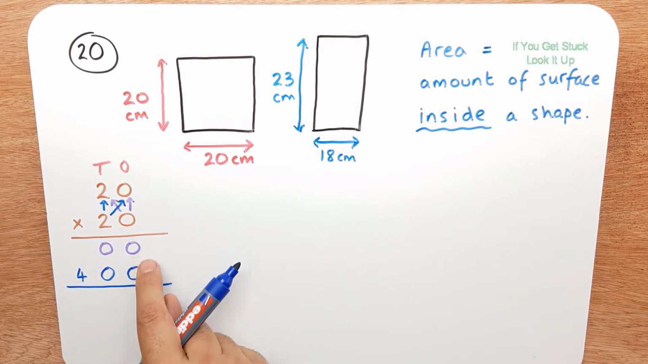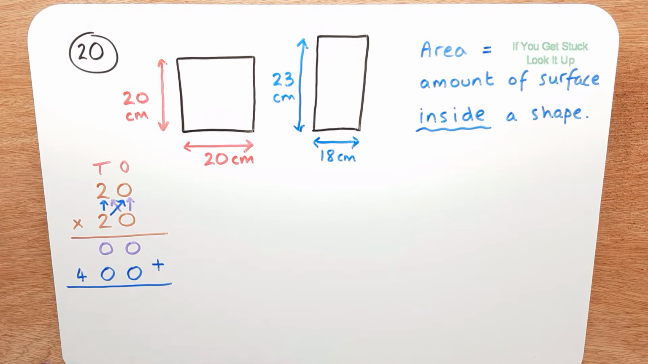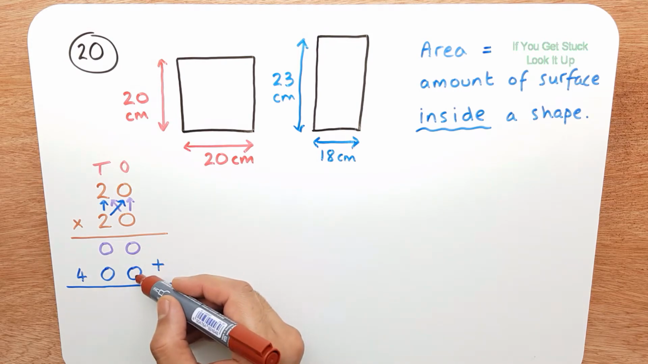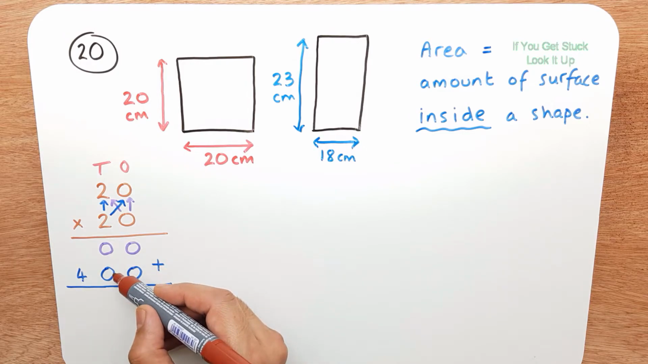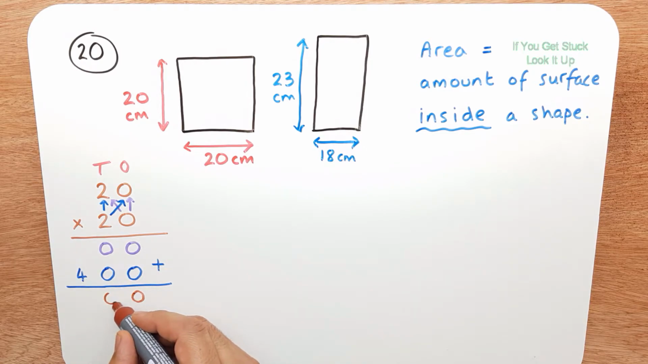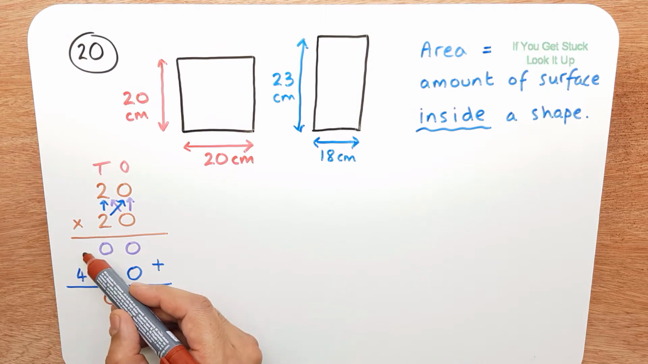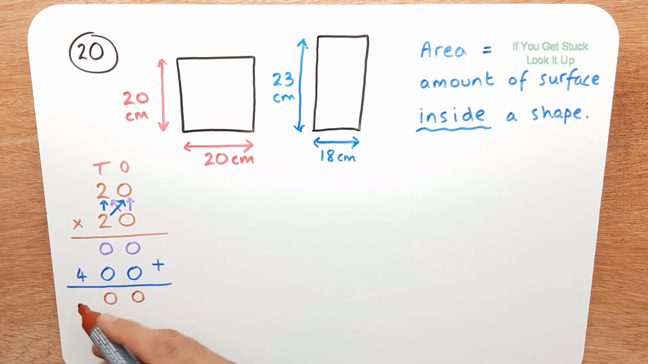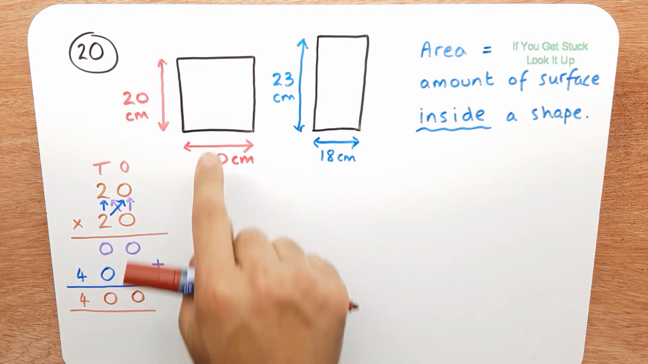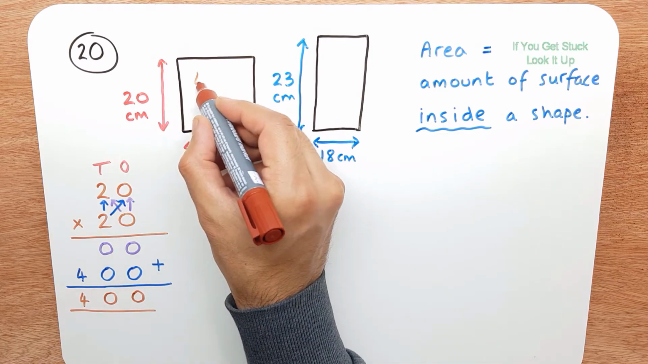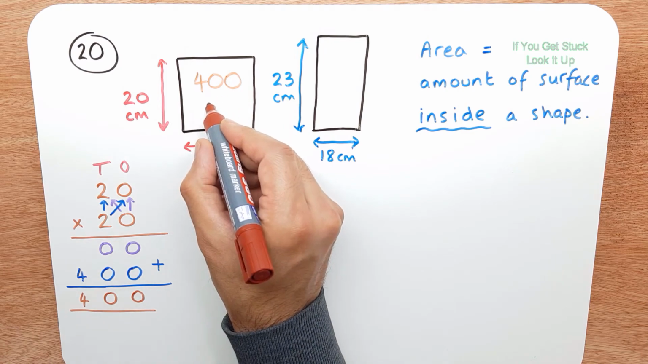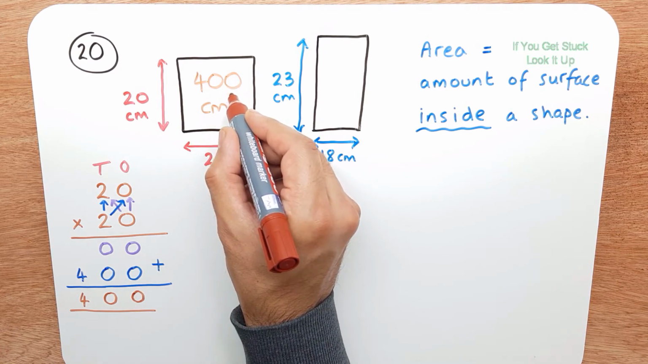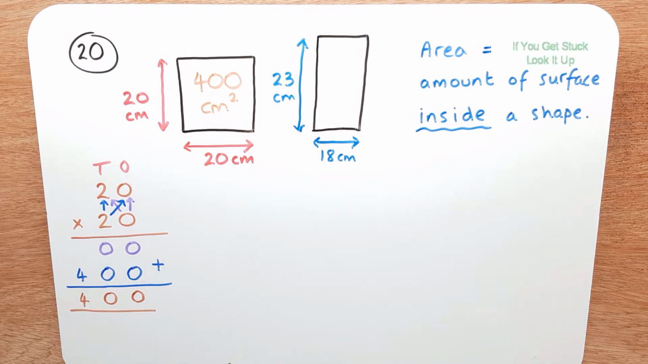So now what we do is we simply add these two. 0 add 0 is 0. 0 add 0 is 0. And we have nothing there. So it's simply nothing add 4, which is just 4. Now that there is our answer. So the area for this is 400. Now I want you to know this. It's centimeters squared or square centimeters.